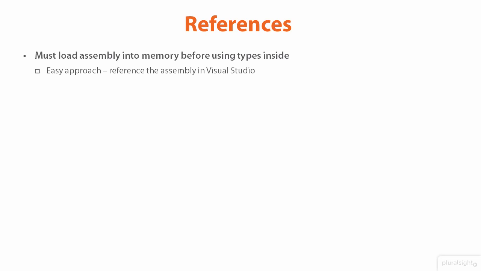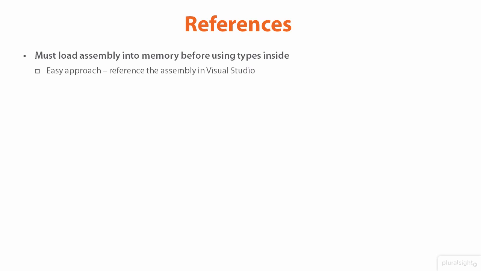When we are executing a program and we want to use a class or a type defined in another assembly, we must have that assembly loaded into memory with our program. And this can happen automatically with the .NET runtime. The easiest way for assembly loading to happen is to establish what we call an assembly reference.